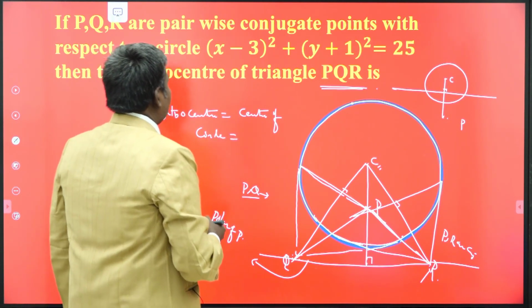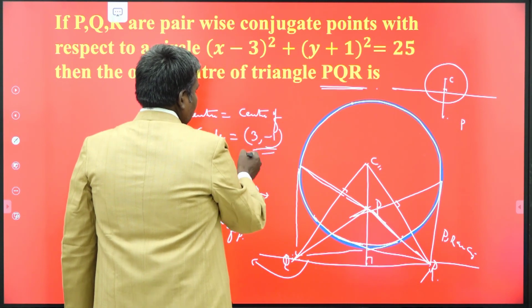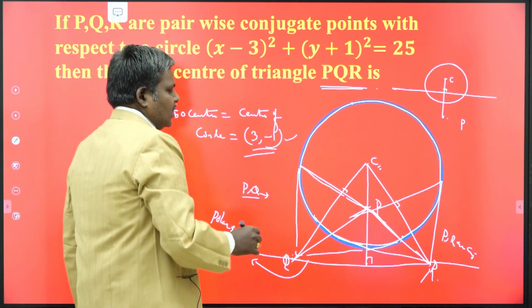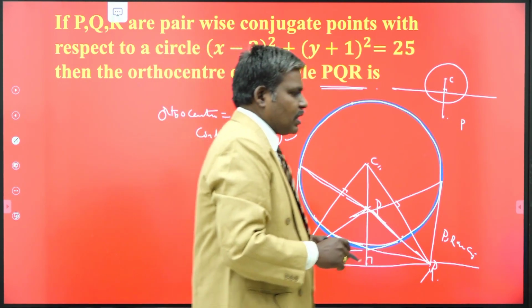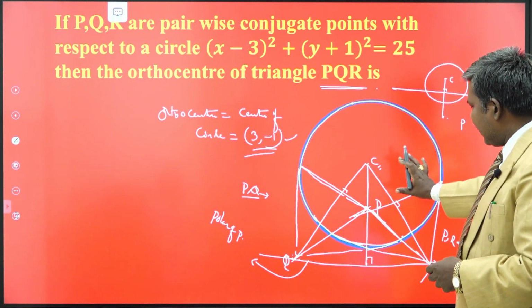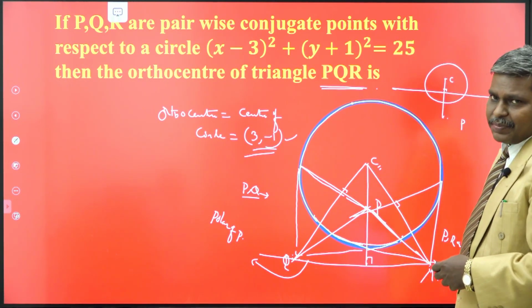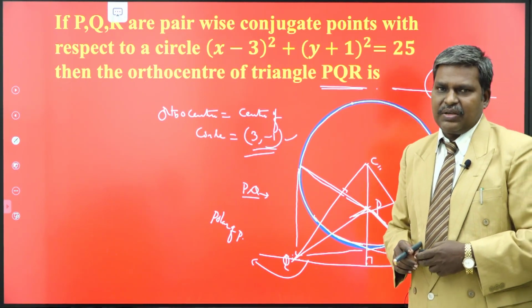What is the center of the circle here? (3, -1). So, it is very easy to find the center of the circle, that is (x1, y1). It is of the form (x - x1)² + (y - y1)² = r². That is no problem. By setting up the diagram itself, we get the answer. Understand? Pairwise conjugate points are given to you. Okay.